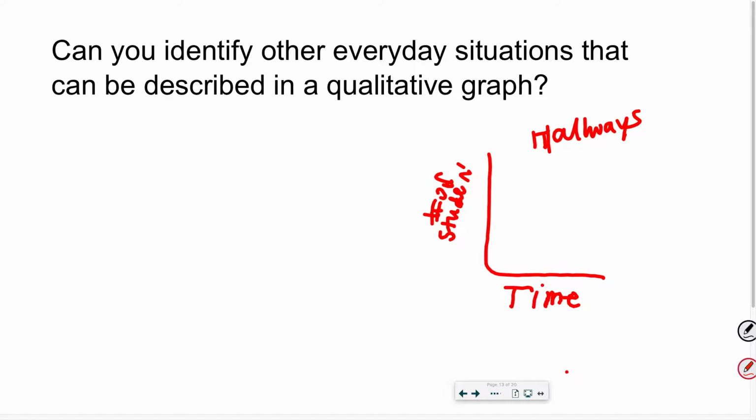So a school may want that information. But do they need to know that at 11 o'clock there are 207 students in the hallway? No, they don't need to know exact numbers, but it's helpful to know that there are a lot of students in the hallway. That's a really good example. This graph might look something like this.